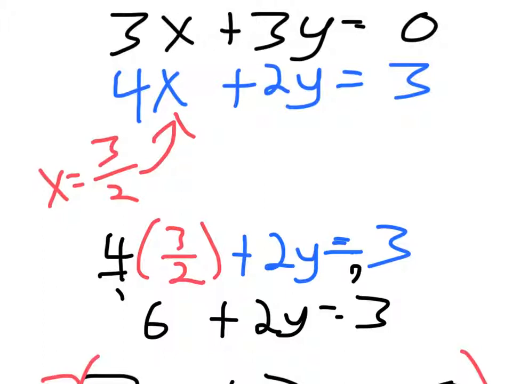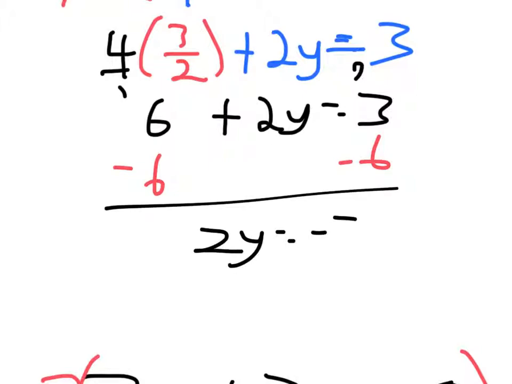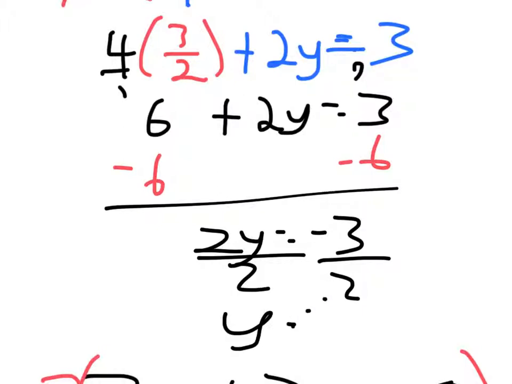Subtract 3 from both sides. Subtract 6 from both sides. 2y equals negative 3. Divide by 2, divide by 2. So y equals negative 3/2.